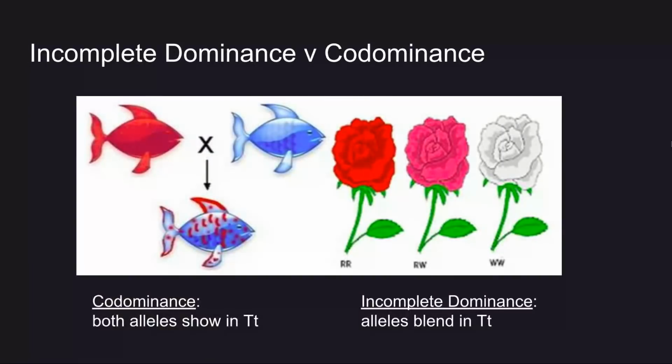Incomplete dominance versus codominance is something that you definitely need to remember. Codominance is when a heterozygous individual will show both alleles. So if the heterozygous individual has an allele for red and an allele for blue, it shows both of them and it makes a pattern. Incomplete dominance is more of a blending of the alleles. So if you have a red allele and a white allele, then you would become that pink color. They blend together.